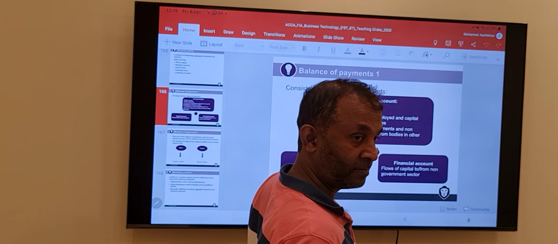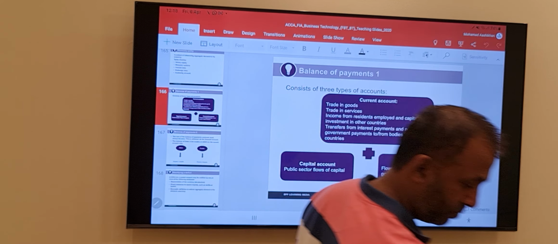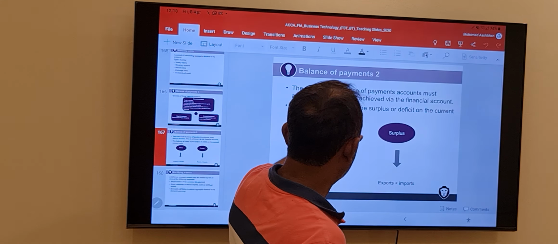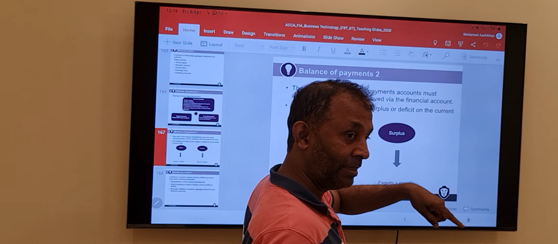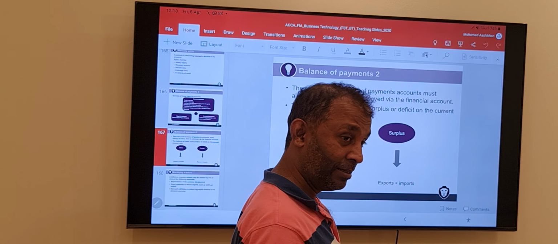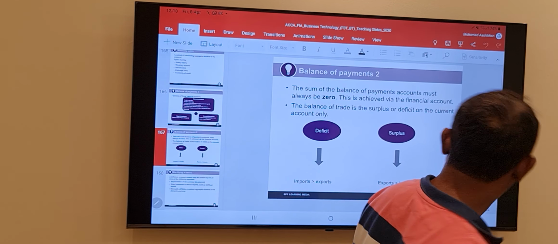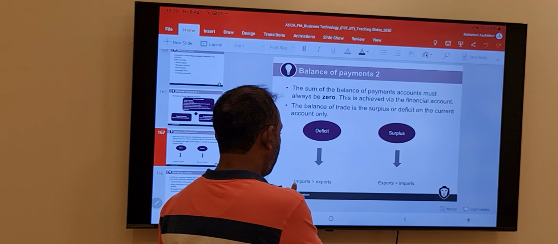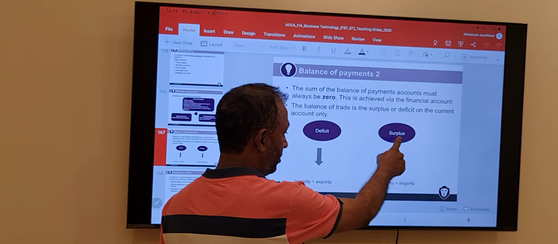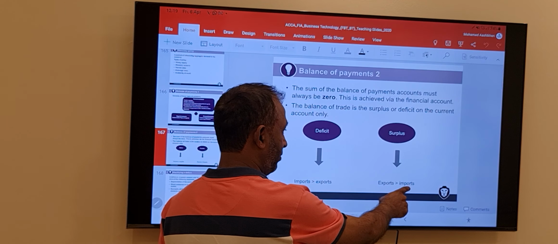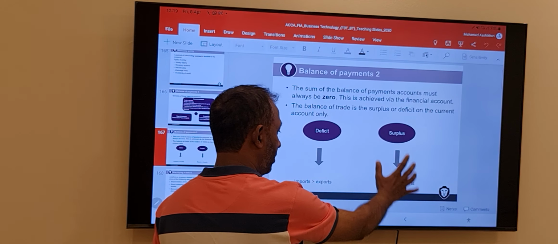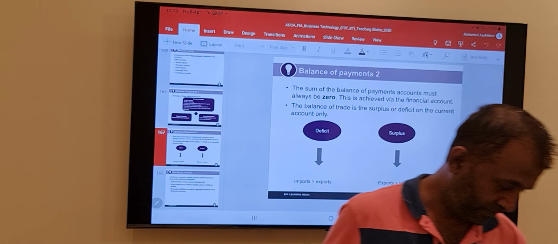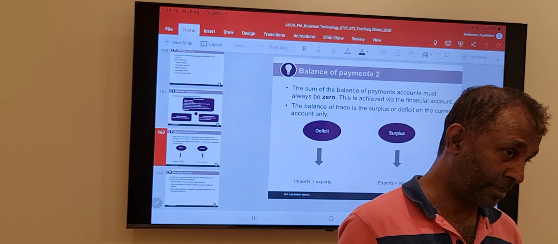The balance of trade, surplus or deficit, is the result in the current account only. Deficit, what do you mean by deficit? Import is greater than export. Surplus, export is greater than import. This is a favorable, desired situation. This is basically trade deficit and trade surplus.